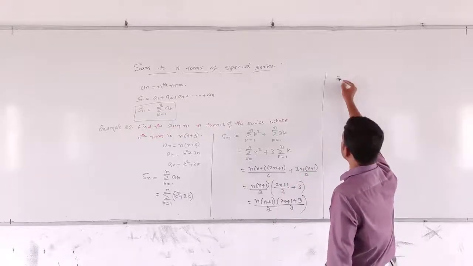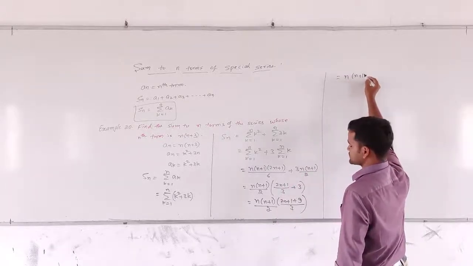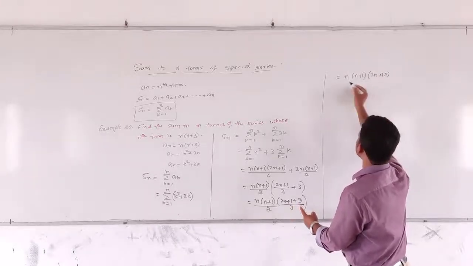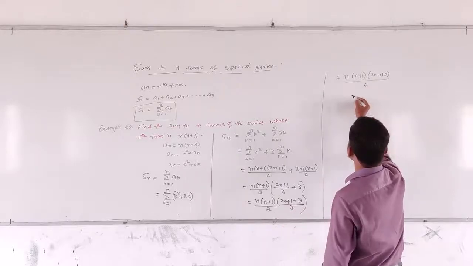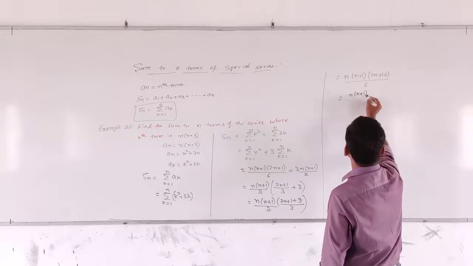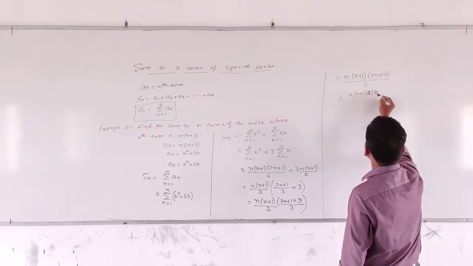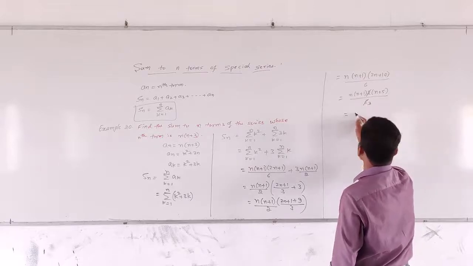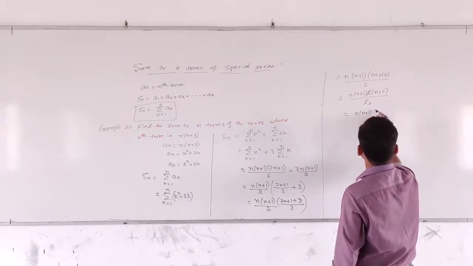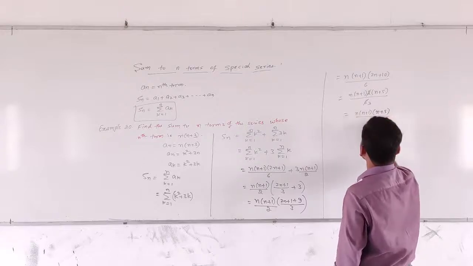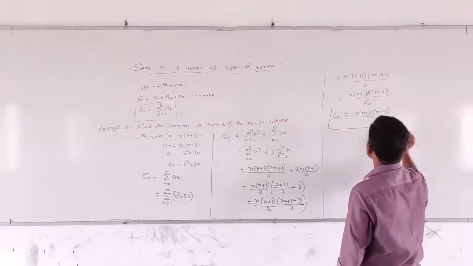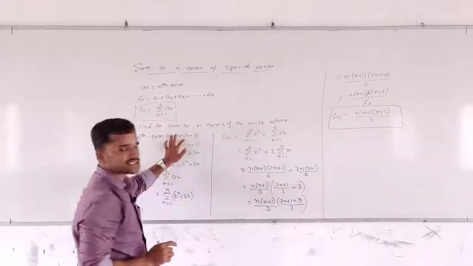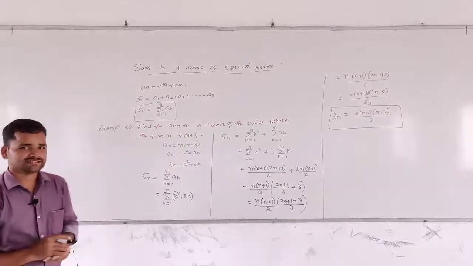This is n into n plus 1 into 2n plus 9, which is 2n plus 10, divided by 2 into 3, 6. N into n plus 1 into, here we have 2 common, n plus 5 divided by 6. 2 ones are 2, 3 twos are 6. N into n plus 1 into n plus 5 by 3 is the Sn. This gives us the sum of the first n terms of the series whose nth term is n into n plus 3.